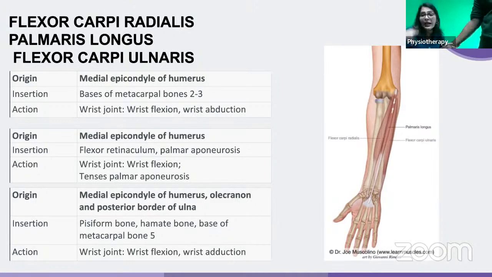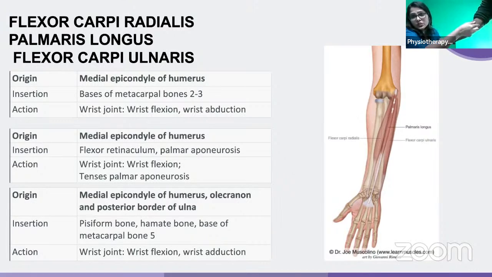not on the thumb. Thumb has different. Again, do not get confused with the first metacarpal because this is different. We have pollicis everywhere if it is thumb. As it is radialis, write 2 and 3. Okay, next is palmaris longus.